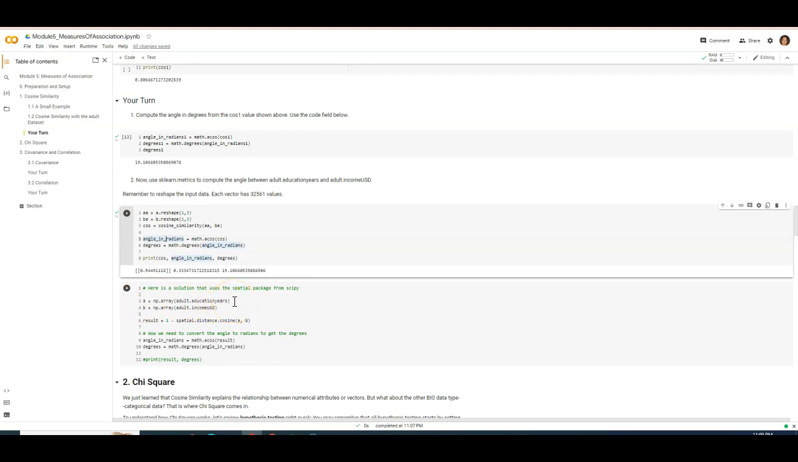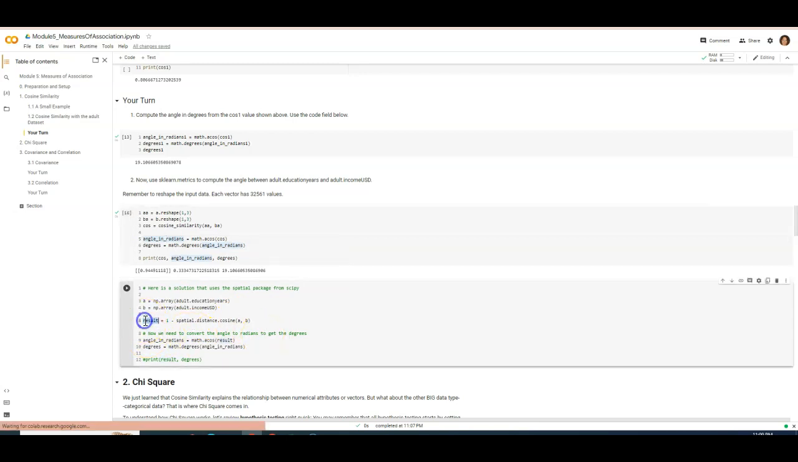array that we're going to set, and I'm going to do this now with the adult.education years, and then we're leaving our little example. So I'm going to say A is my NumPy array, and then I want to see if education years and income USD are related. So the first array I'm building is adult.education years. For B, I'm going to build my array on adult.income USD. And then the result is, and here's how to use the spatial package from SciPy, 1 minus the spatial distance of the cosine of A and B.